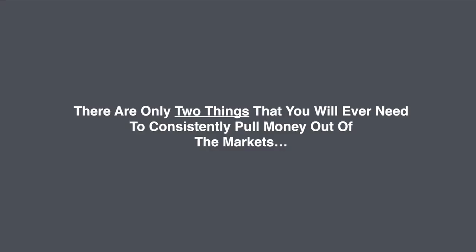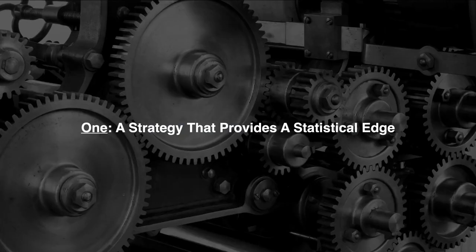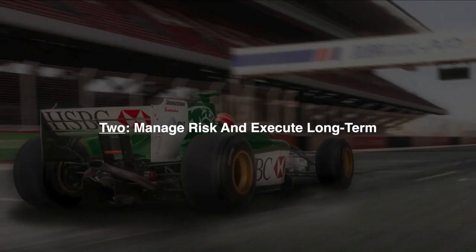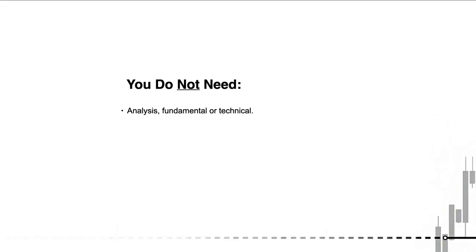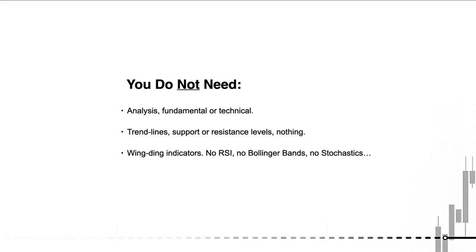But here's the good news. There are only two things that you will ever need to consistently pull money out of the markets. Number one, a strategy that provides a statistical edge with clear mechanical rules to follow. And number two, to manage risk and execute long-term as that edge is delivered and your trading account is propelled forwards faster than a Formula One car at the Grand Prix. You do not need any analysis, fundamental or technical. No trend lines, support or resistance levels, nothing. You do not need a single wingding indicator, no RSI, no Bollinger Bands, no stochastics, and you don't need to spend any more than 60 minutes per day at the charts either.